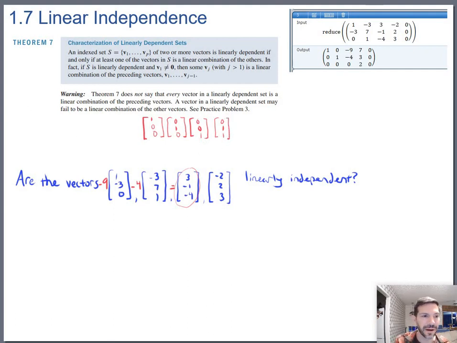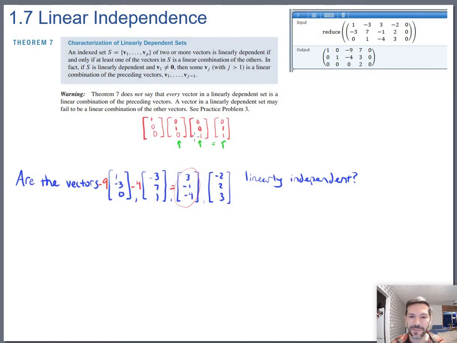And if it's not clear, hopefully you'll notice that 1 of the second vector plus 1 of the third vector equals the fourth vector. So there's a dependence right there. So this set of 4 vectors is a linearly dependent set of vectors.